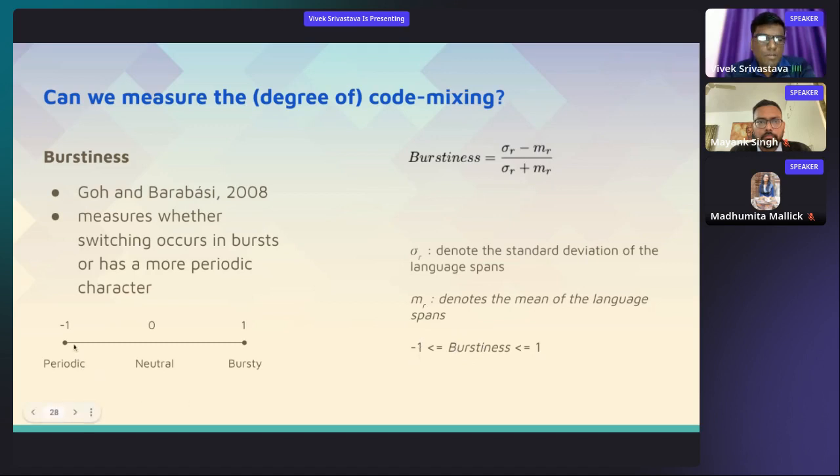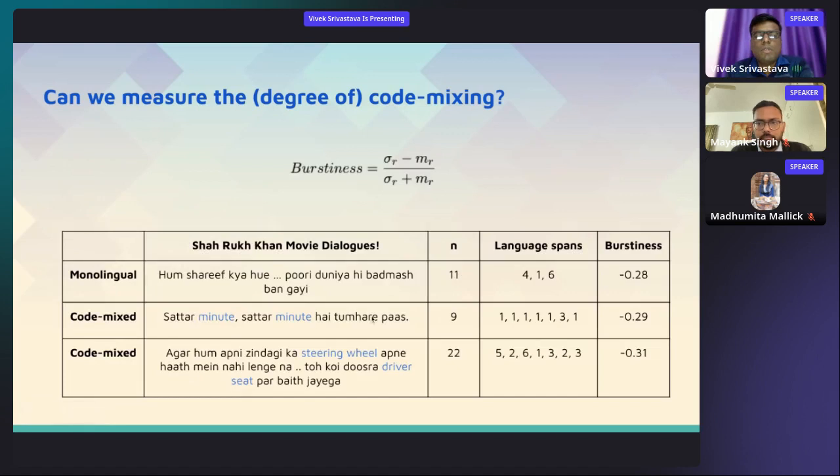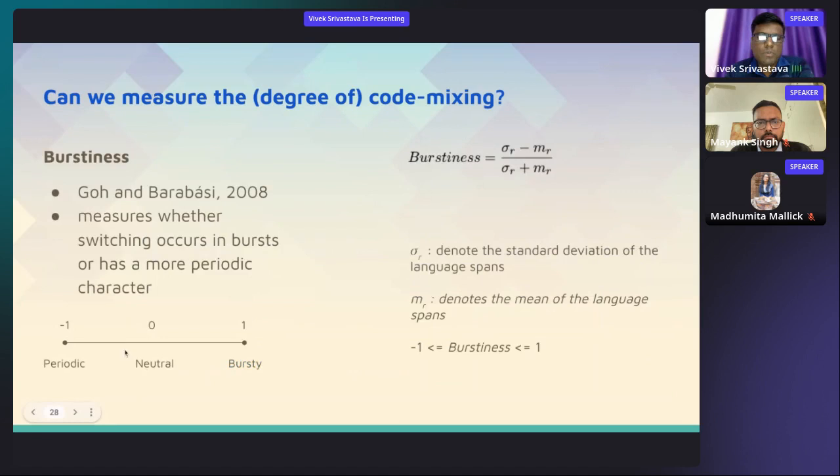If you are getting a score closer to -1, it means that the switching is happening in a periodic nature. If you are getting a score closer to 1, it means that the switching has a bursty nature, and in between you have a neutral behavior. So if you go back to the examples again, I don't think there is a clear pattern here, but since all the scores are very close to 0, it means that there is some kind of periodic nature, but things are mostly neutral in all the three examples.